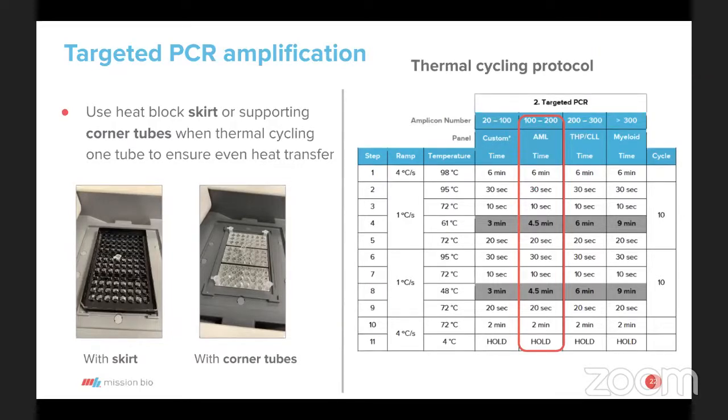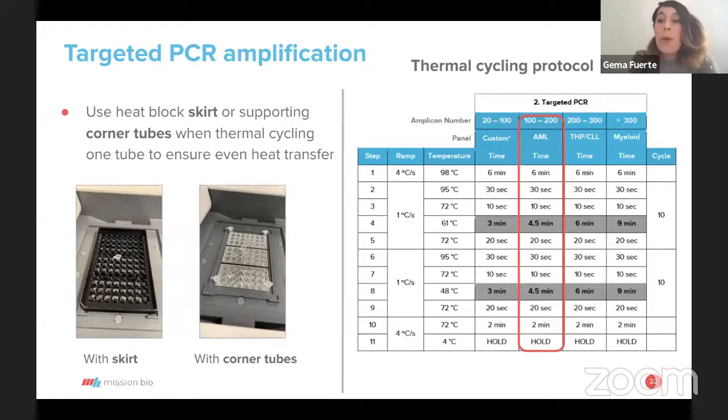If there will be variation when using different thermal cycling instruments, testing multiple samples on the same day, will there be variation if you use different thermal cyclers? We would need to look at that.